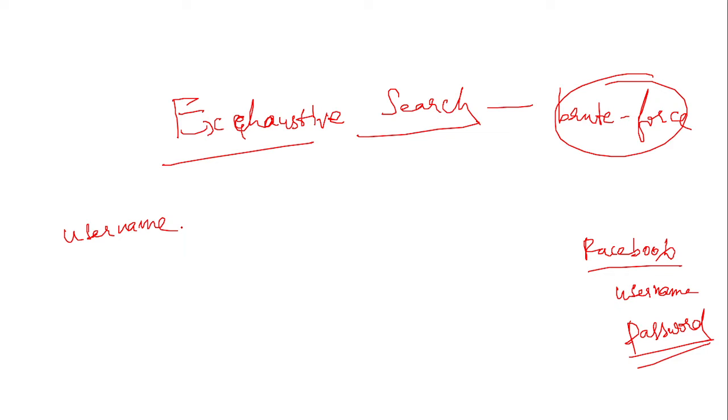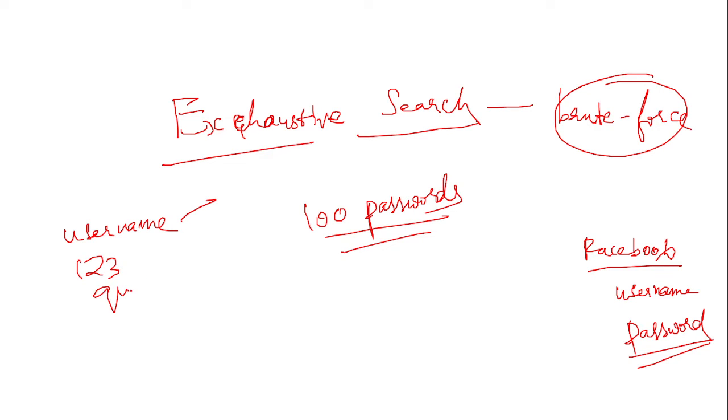For example, consider there are 100 passwords, and you think any one of these 100 passwords will match the original password for this username. So what you will do, you will go first and try the first password, 123. If it doesn't match, you will try QWERTY. Otherwise, you will try 1234, 123456. In this way, till 100 passwords, you keep on trying one after the other manually.